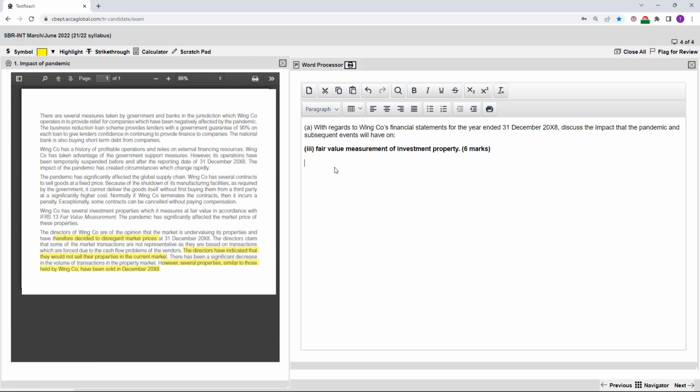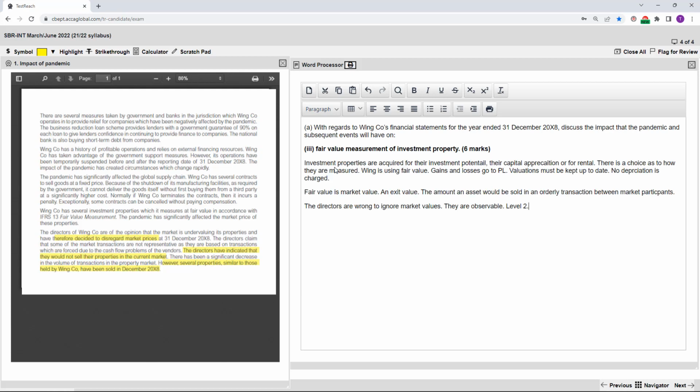Well, let me give you a potential start by writing something out like this. So I wonder what you think of that answer. It starts with, I suppose, defining investment properties. Shows a little bit of application there because we've used the word Wing. Then defines fair value because those are the two terms in the question. And then sort of disagrees with the scenario because the directors have decided to ignore market prices. And obviously they're wrong to do that, because fair value is market prices, you can observe something and it's level two.